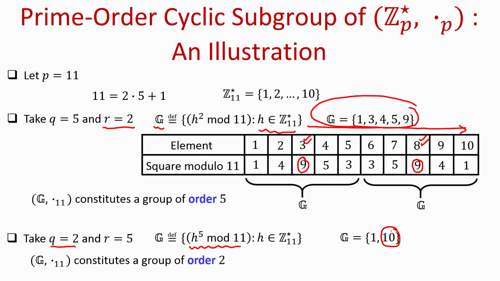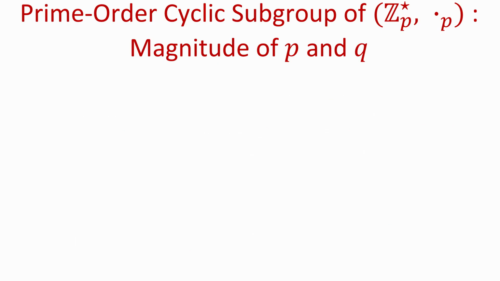Okay. So, that is the illustration here, but I have not proved the generic result, namely if I take p and q to be of the form p is equal to r times q plus 1, then the set of all rth residues gives you a cyclic group. I am not proving that. You can see any of the standard references for number theory for the proof of that fact.